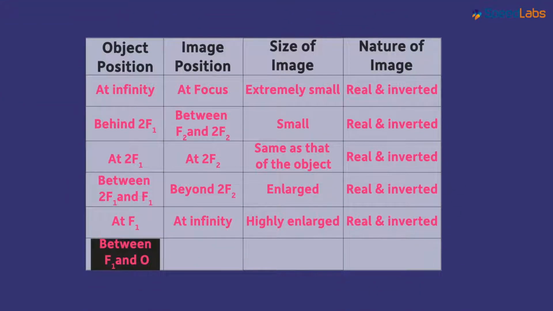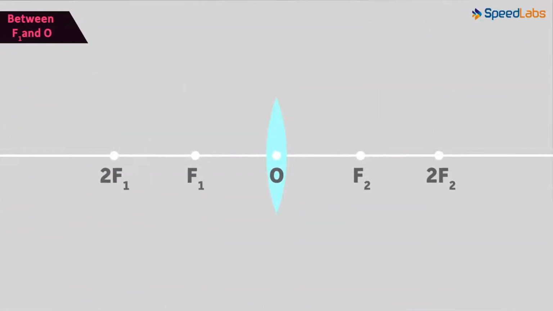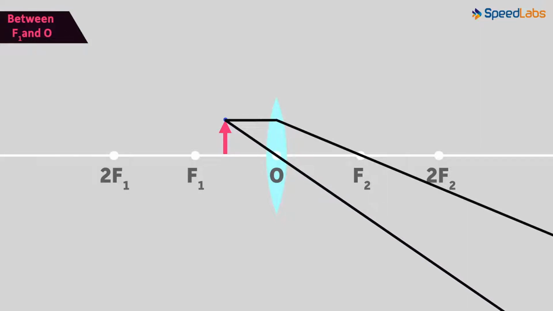Okay, only one case is remaining in the table. What if the object is kept between F1 and O? I want you to first try the ray diagram for that case. Let's keep our object anywhere between F1 and O. This incident ray, which is parallel to the principal axis, will refract to F2. And this ray passing through the optical center will look like this.